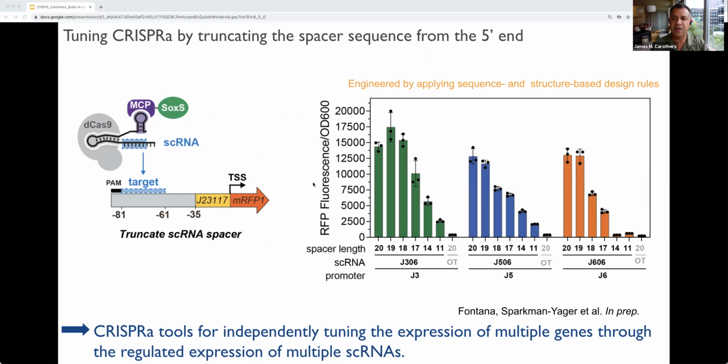And so now what we're doing is applying these sequence and structure-based design rules to not only generate these orthogonal promoters, but also to generate tunable levels of CRISPR activation. So now we can target these different promoters independently for programmable and tunable expression. That's what I'm showing you here on the right-hand side.